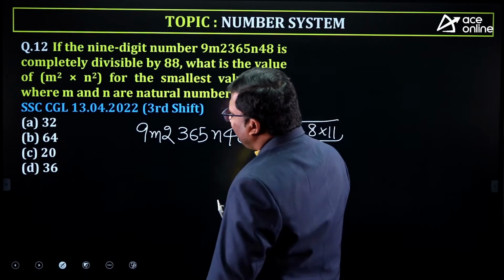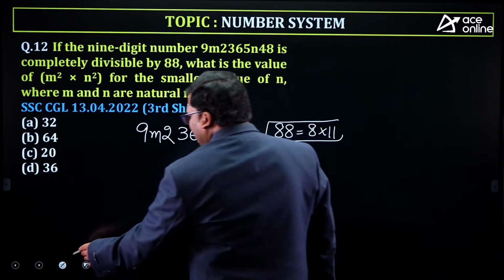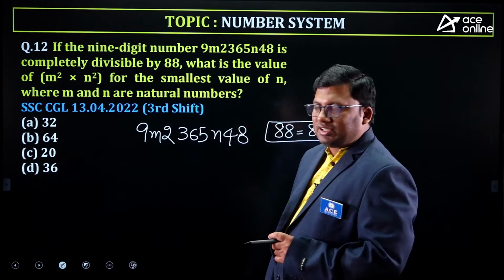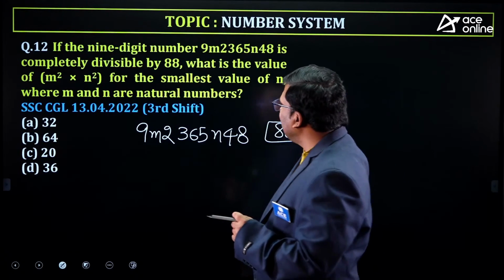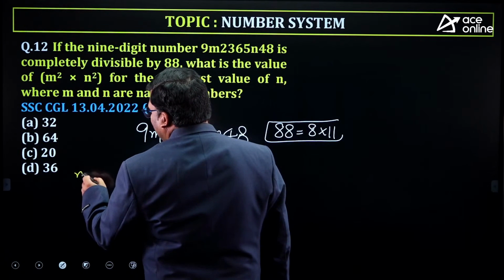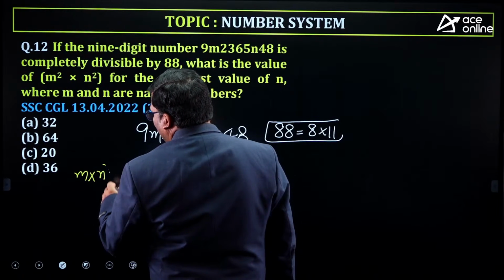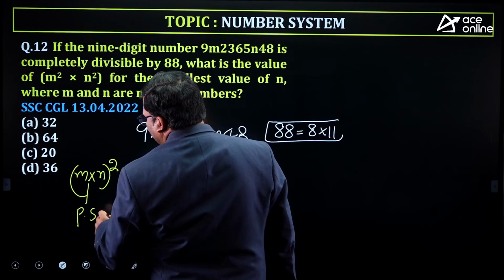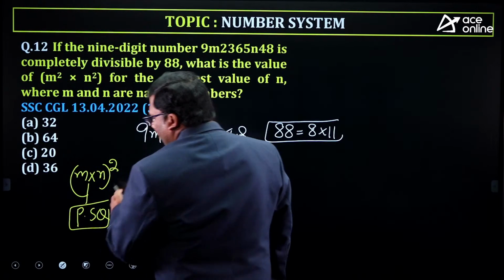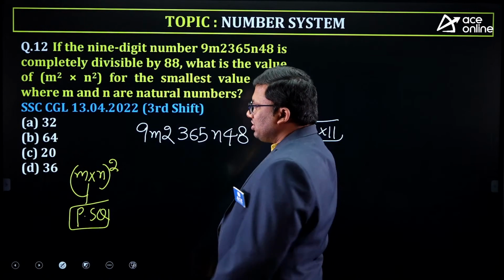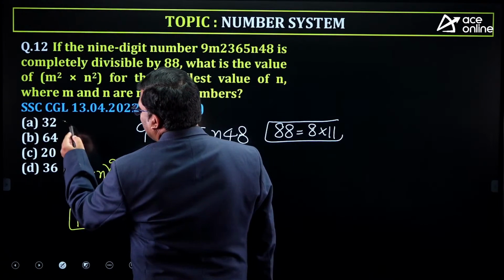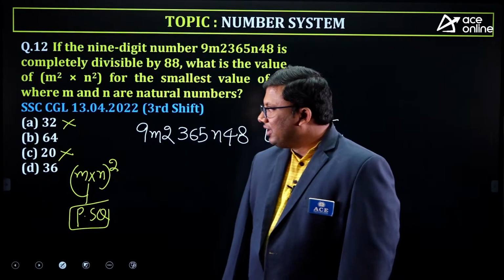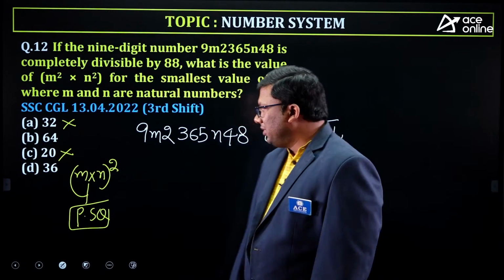What is the value of m square into n square? Now if you see here, listen carefully, sir. m square into n square is (m into n) whole square. It is a perfect square. 6 square is 36, 8 square is 64. Two options are directly eliminated. 32 and 20 are eliminated.